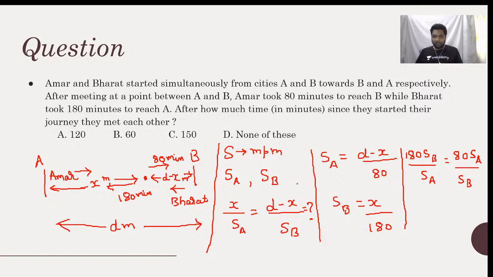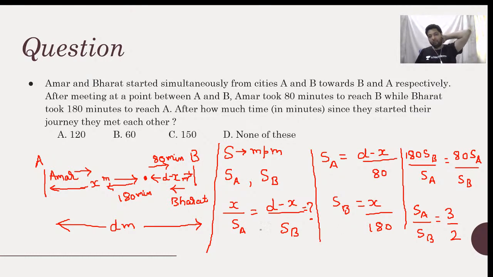So we end up with SA squared by SB squared, or SA by SB, will be equal to square root of 180 by 80, which is nothing but 9 by 4, which is nothing but 3 by 2. Is that clear? SA by SB is nothing but 3 by 2.